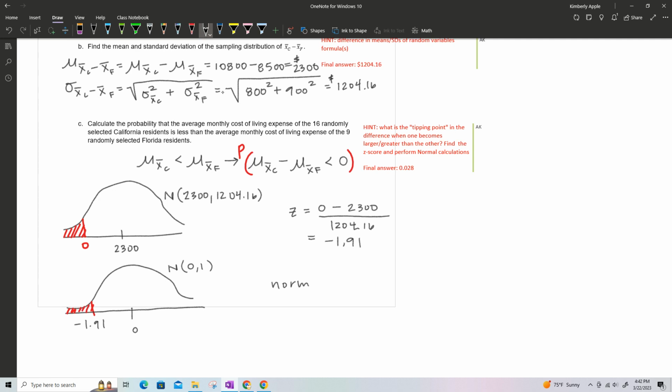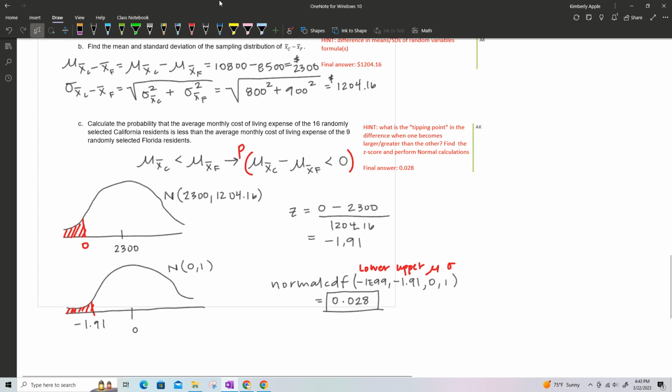And so now I'll just use the normal CDF. My lower bound will be negative 1e99 for negative infinity. Then my upper bound will be negative 1.91 for the z-score. Mean 0, standard deviation 1 for the standardized distribution. So this will be my lower, this will be my upper, and this will be my mean and standard deviation to label my calculator inputs. And then finally, that will give us an area either by table A or with the calculator of 0.028. And that'll do it. So I hope this helped.